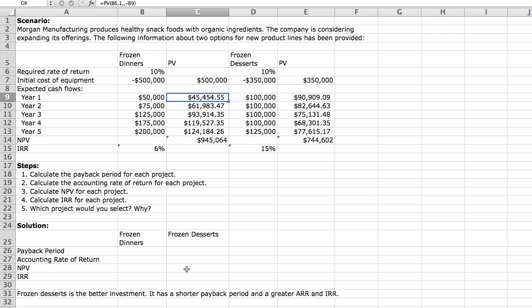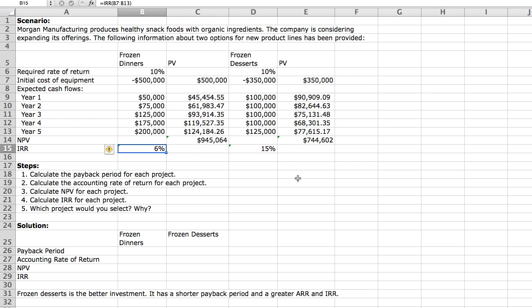The internal rate of return is going to be the internal rates of return from year 1 through year 5. Excel does also offer a formula. It's equals IRR for the sum of those years. That will allow Excel to calculate those internal rate of returns automatically. You would do this for frozen dinners as well as for frozen desserts.